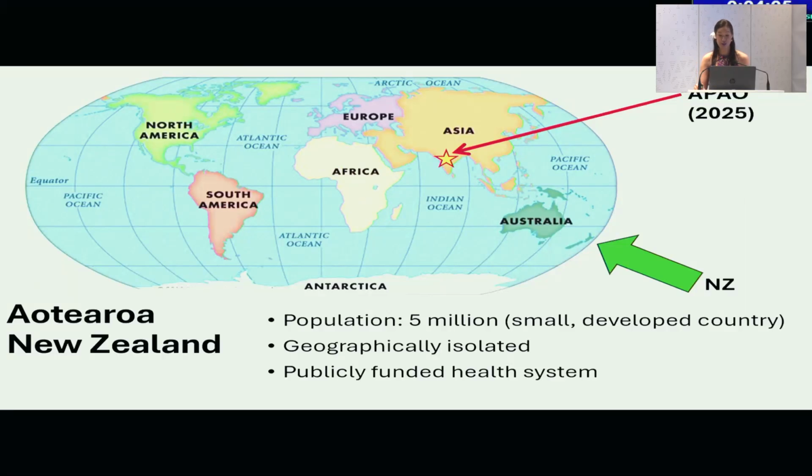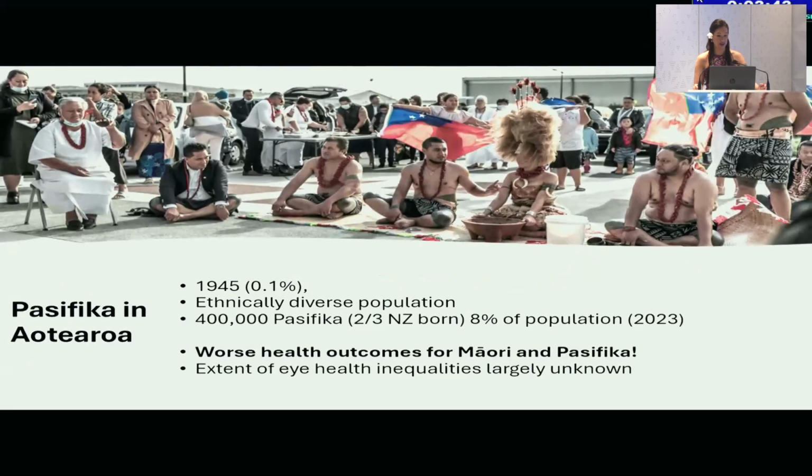And so what does this mean for New Zealand? With a population of just over 5 million, Aotearoa is a small developed country, and in comparison to where we are sitting today, look at where Aotearoa is, geographically isolated from the rest of the world. Furthermore, the New Zealand health system is predominantly publicly funded, which puts huge pressure on an already strained workforce and its resources. In 1945, Pasifika made up less than 1% of the population. Fast forward to today, we make up approximately 8%. However, it has been reported that Pasifika experienced disproportionately poorer health outcomes, which extend to eye problems.